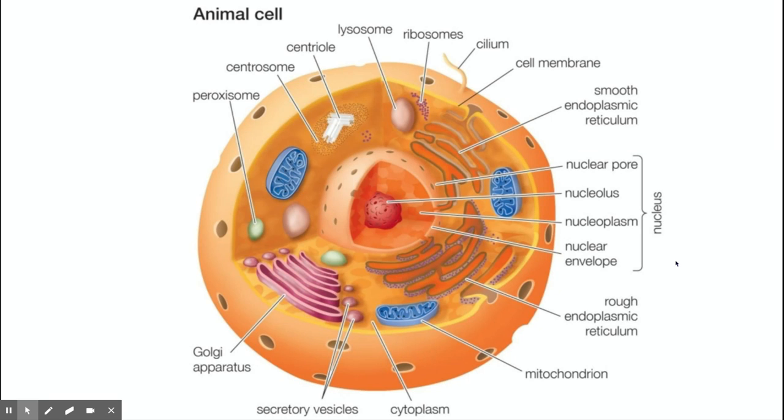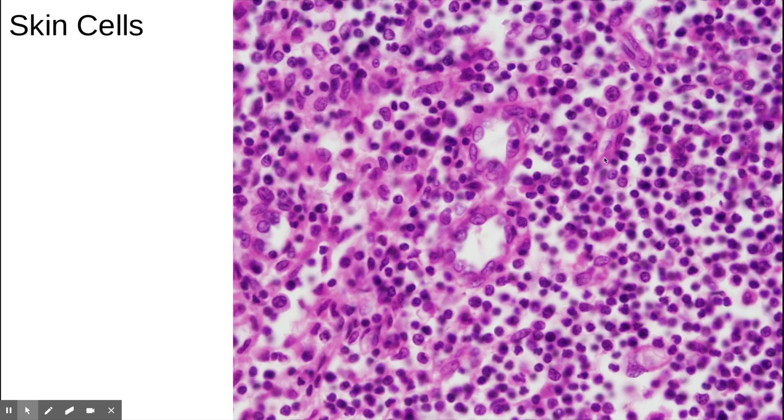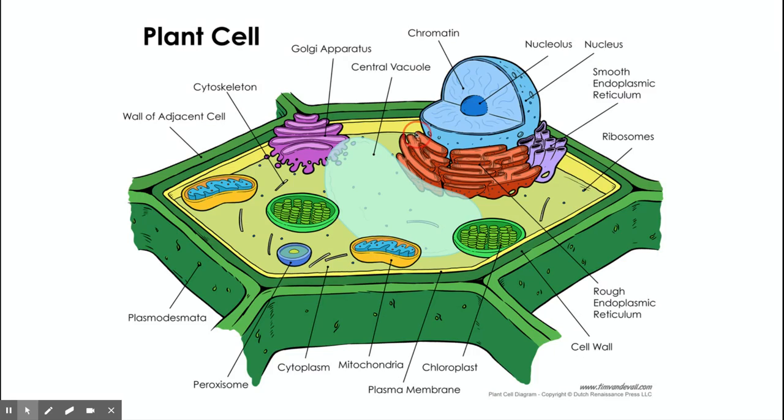In real life, if you had one of our microscopes in the classroom, the plant cells would look a bit like this onion skin here. So you can see they have that rigid outer shape, and that represents the cell wall, which we'll look at in a moment. And animal cells, like our human skin cells, might be a little bit more blob-like and a little less rigidly defined. All right.